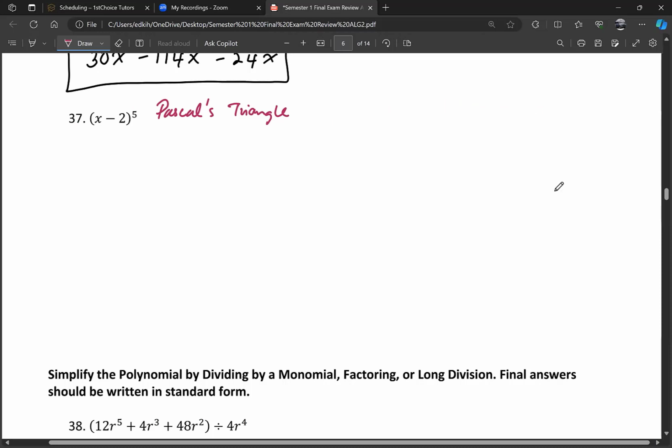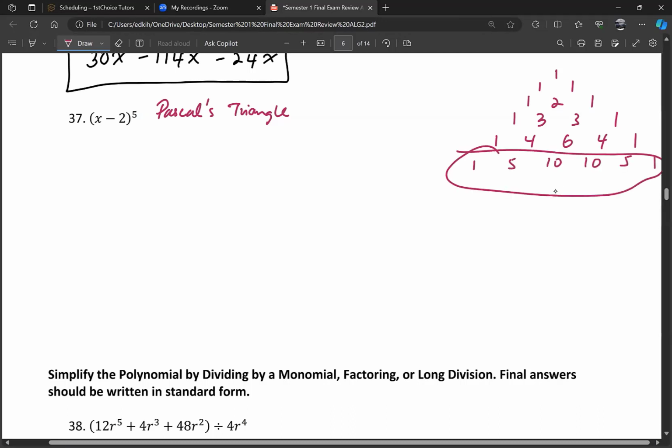Remember, it starts with 1, 1, 1, 1, 2, 1, 1, 3, 3, 1, 1, 4, 6, 4, 1, 1, 5, 10, 10, 5, 1. I'm stopping at this row, 5, because our degree is 5. So we need that last row. Remember, these are going to be our coefficients. So we write them down, but we space them out. So I'm going to start with 1, 5, 10, 10, 5, and 1.